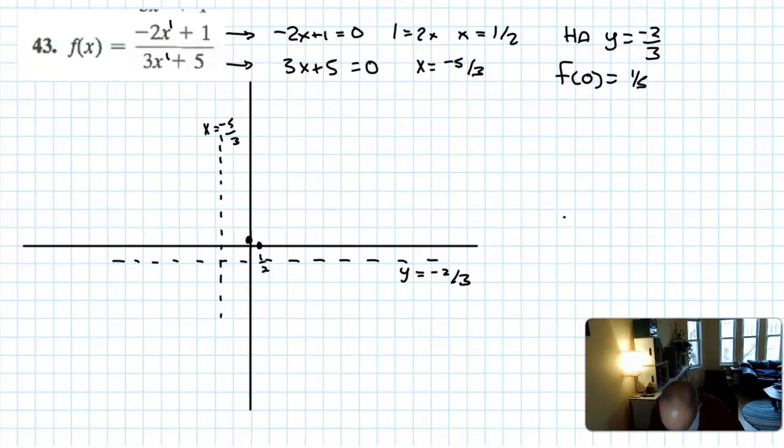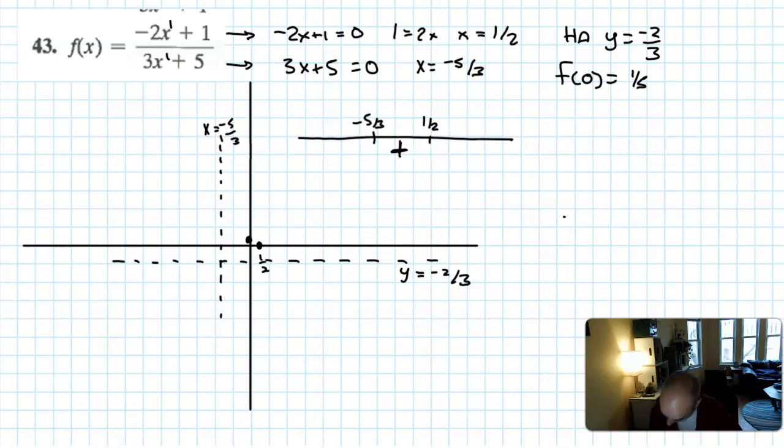I guess we should do our sign chart. So in the sign chart, we're going to put negative 5/3, positive 1/2, and then test values in between. Okay, well, when x is 0, we already found out that the function's positive, so I'm not going to bother with that part of the sign chart. When everything is negative, like negative 10, we're going to have a... Oh, that's kind of interesting.